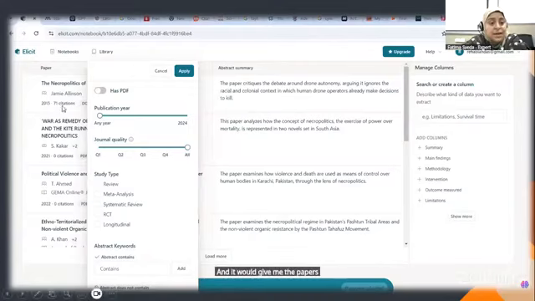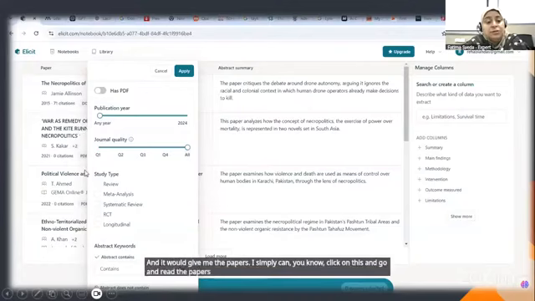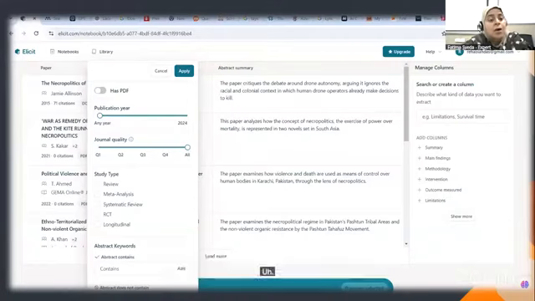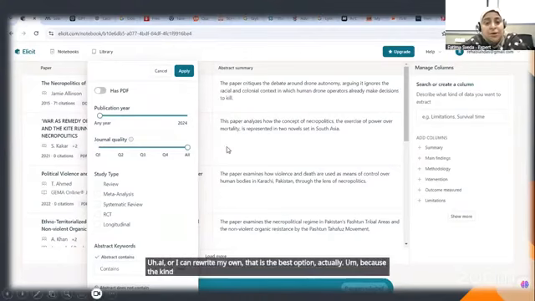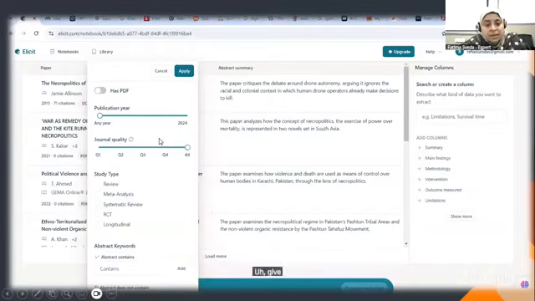I simply can click on this and go and read the papers and add to the literature review that is produced by Elicit.ai, or I can rewrite my own. That is the best option actually, because the kind of help or assistance that I could seek from it was to give me the best or the top relevant articles.